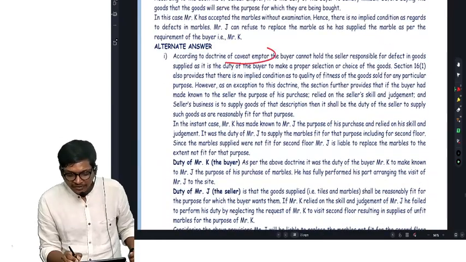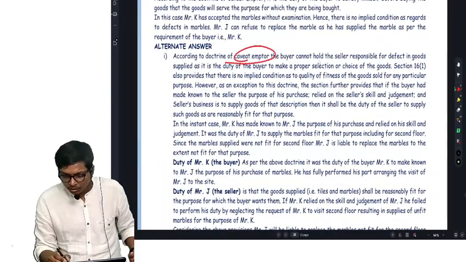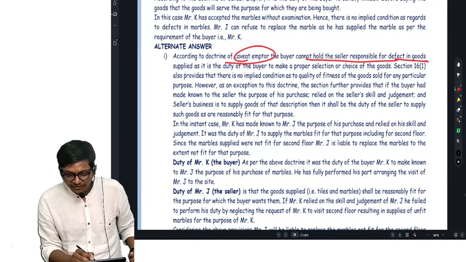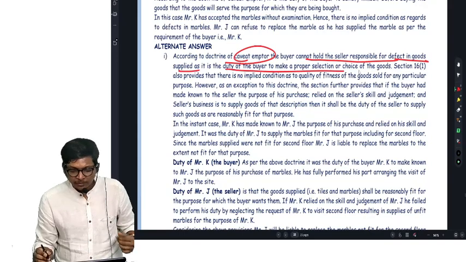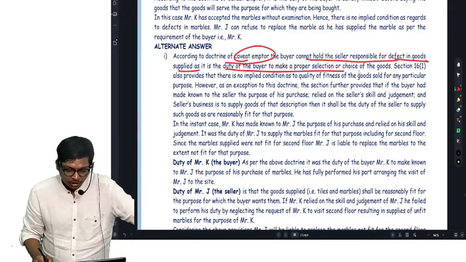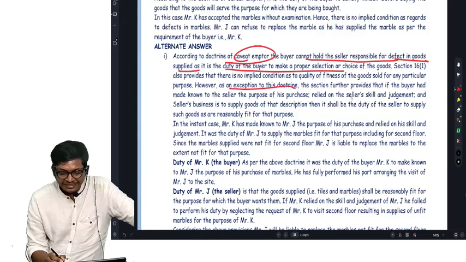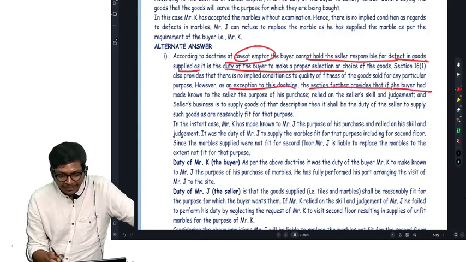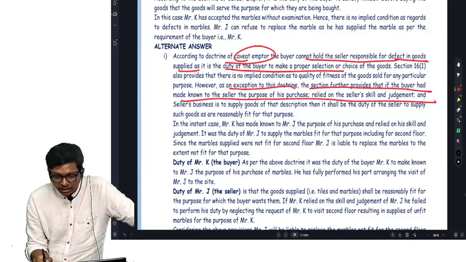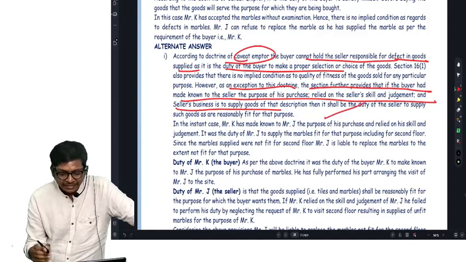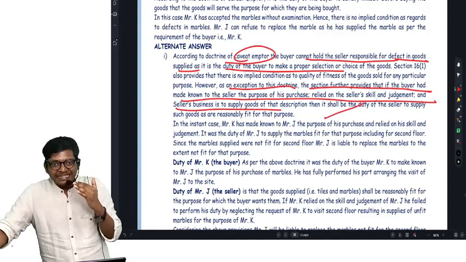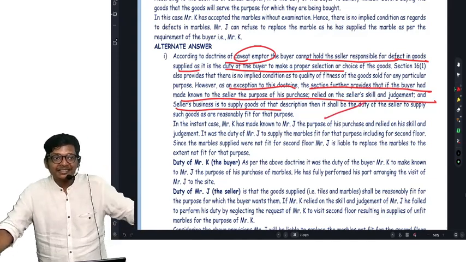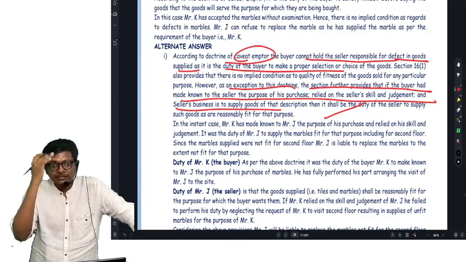According to the doctrine of caveat emptor, the buyer cannot hold the seller responsible for defects in goods, as it is the duty of the buyer to make proper selection of goods. However, this has an exception. It provides that if the buyer had relied on the skill and judgment of the seller, then the provision will not apply. Here I relied on whose skill? Seller's skill. I asked him to come to the house and see.